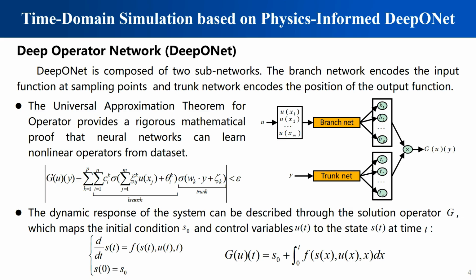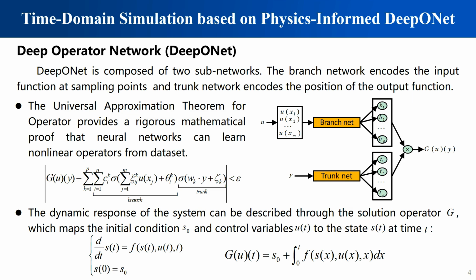DeepONet is the operator learning backbone. A standard neural network maps a vector to a vector. DeepONet maps an input function to an output function. The branch net reads the input function at sampled points. In this setting, the input represents system conditions, control variables, or parameters. The trunk net reads the output location, which here includes the time coordinate where the state is requested.